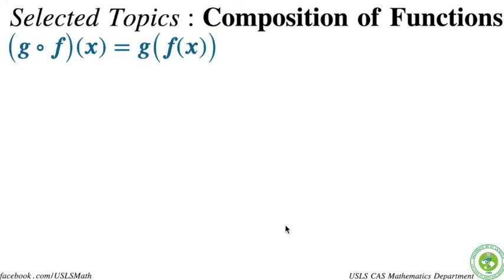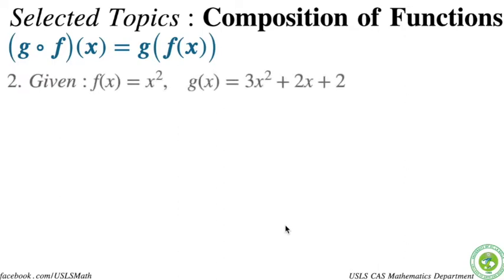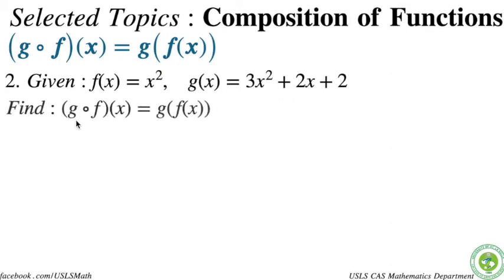Number 2, let's have another given. For the f of x, that's x squared. For the g of x, that's 3x squared plus 2x plus 2. Okay, we're going to be doing the g circle f of x, or the g of f of x. Again, all the x's in g of x will become f of x. So this x here will become f of x. This x here will become f of x. What is that f of x? That is x squared. So meaning this sole x here is going to become x squared. This sole x here is going to become x squared.